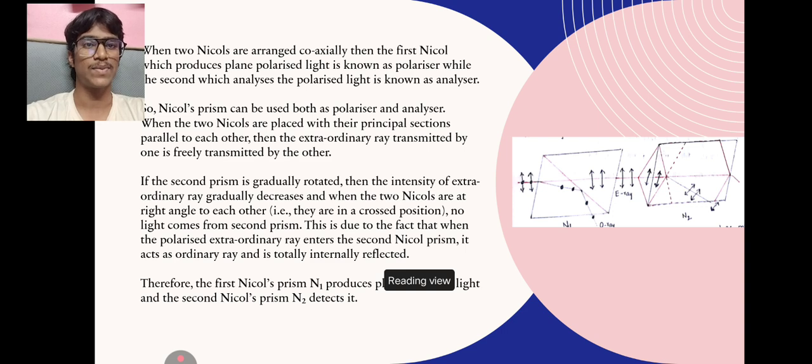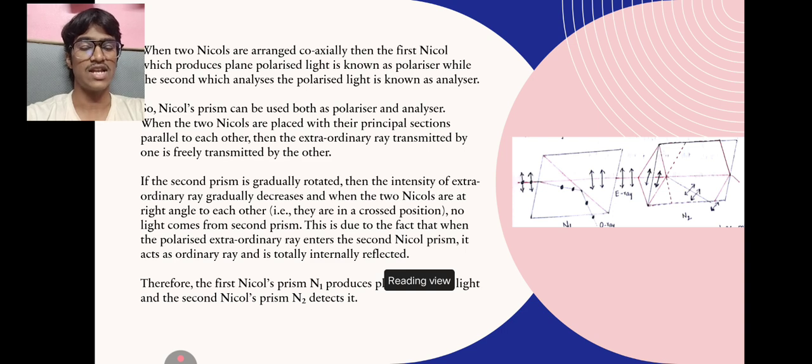If the second prism is gradually rotated, the intensity of the extraordinary ray gradually decreases, and when the two Nicols are at right angles to each other, that is, in the crossed position, no light comes from the second prism. This is due to the fact that when the polarized extraordinary ray enters the second Nicol prism, it acts as the ordinary ray and is totally reflected.